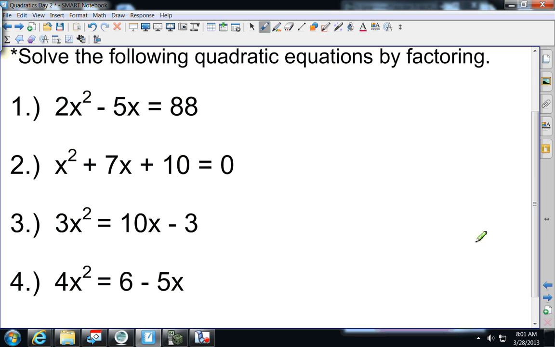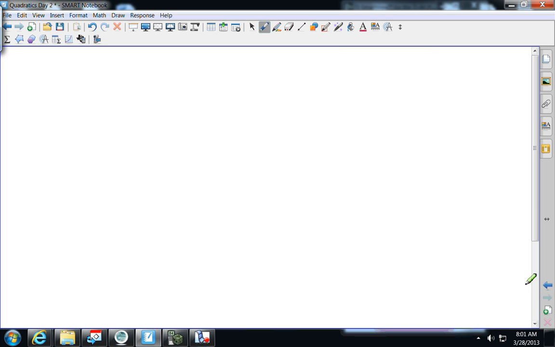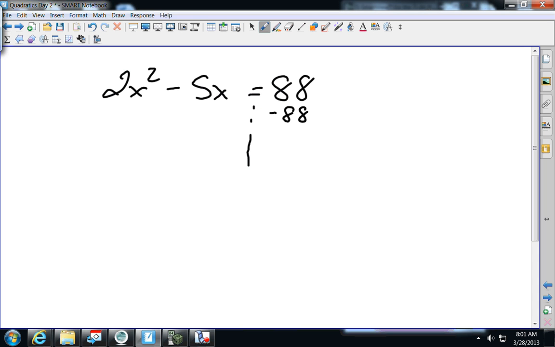Let's look at the first one. 2x squared minus 5x equals 88, right? Okay. First thing you're supposed to do is set it equal to 0. Subtract 88 from each side. You should have 2x squared minus 5x minus 88 equals 0. Now, step one, is there a GCF? Is there a number? 2 doesn't go into 5, so there is nothing there.